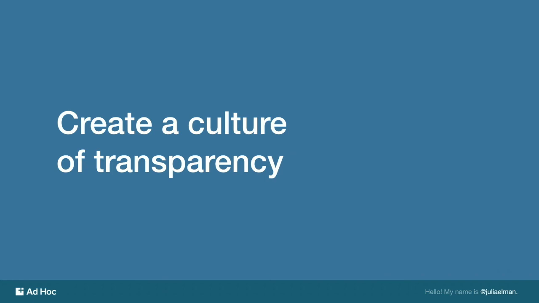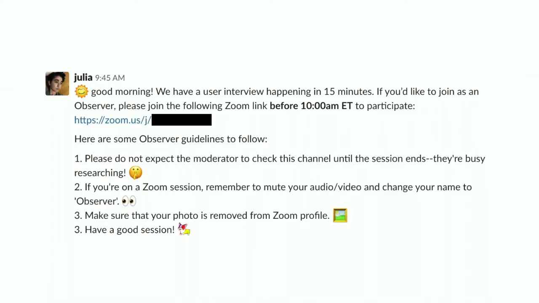Creating a culture of transparency is a way to help avoid the pitfalls of creating silos between product, design, engineering, and ultimately our end users. So all of us should connect in order to have a human-centered design process. One way I've done this is through intentional communication about upcoming interviews with end users. So we use Slack.